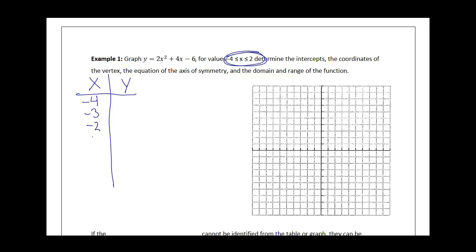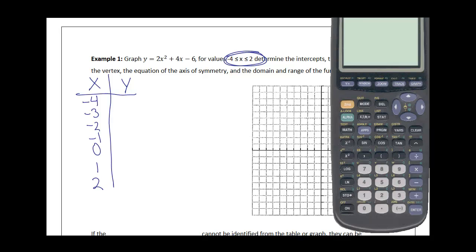So we have -4, -3, -2, -1, 0, 1, and 2. Now to find the y values that match these x values for our function here, we could go ahead and sub those into the equation and solve for y. However, there is another way that's much simpler. We can use our graphing calculator here to assist us. So let's go ahead and turn that on.